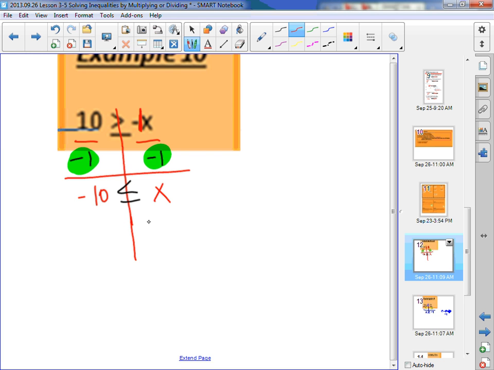Okay? But here's a problem. We've talked about it several times. Your variable in an inequality should not end up on the right side. It should always be on the left. So what I'm going to have to do now is take the mirror image of the entire thing. Okay? So I'm going to have x is greater than or equal to negative 10. So I put negative 10 here with a closed circle, and then I shade to the right.